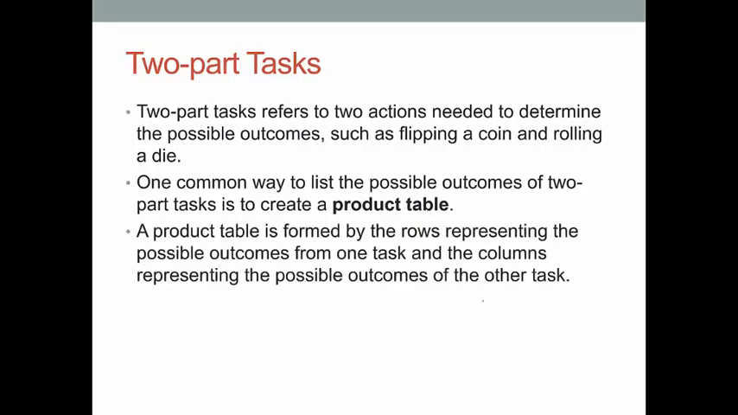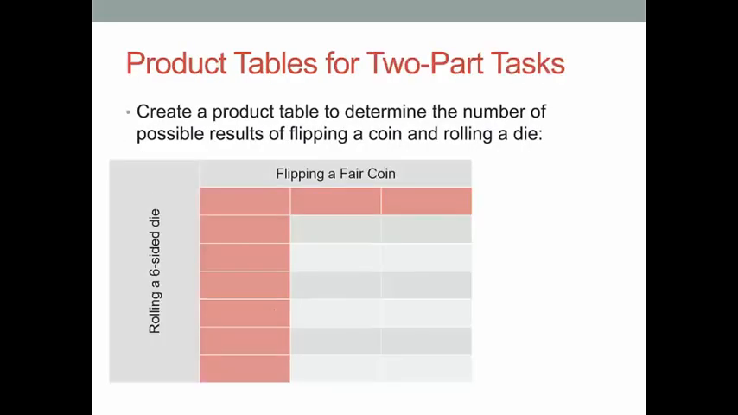A product table is formed by the rows representing the possible outcomes from one task and the columns representing the possible outcomes from the other task. For the product table, we're going to label the rows, in this case rolling a 6-sided die, with the possible outcomes in this header column. So we're going to put 1, 2, 3, 4, 5, 6. And then for the columns, we have flipping a fair coin, so we're going to label that header row heads or tails. Then we're going to fill in all of these gray spaces with the mixing and matching of the possible outcomes from each event.